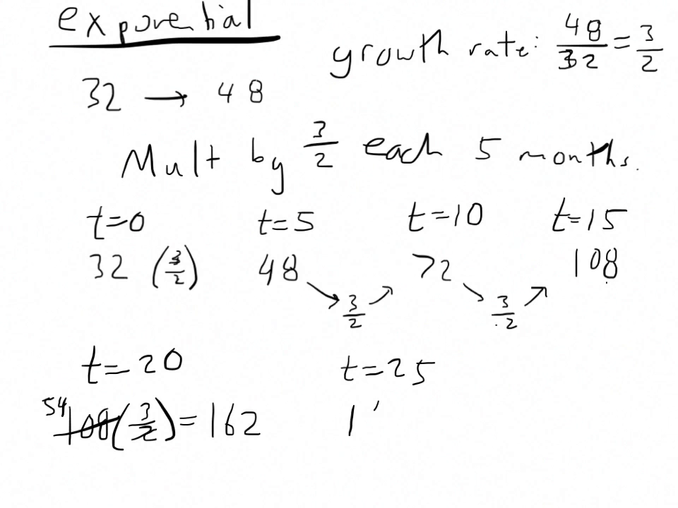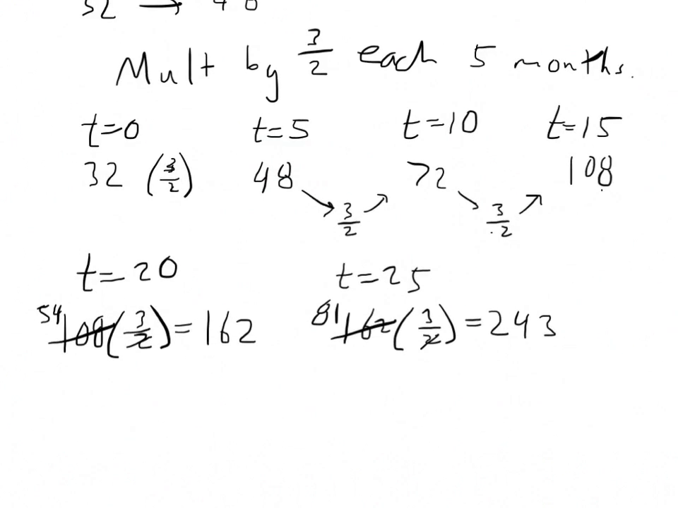At time 25, we can do 162 times 3 halves, and this will cancel down to 81. 81 times 3 is 243. Okay, and so 200 happened somewhere in between these two things. Did it happen at exactly 22.5? No. It probably happened somewhere around time 22. Could we find out exactly?